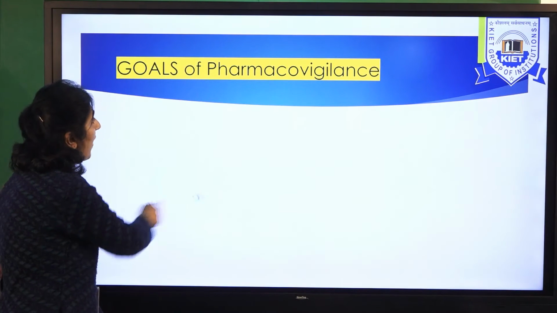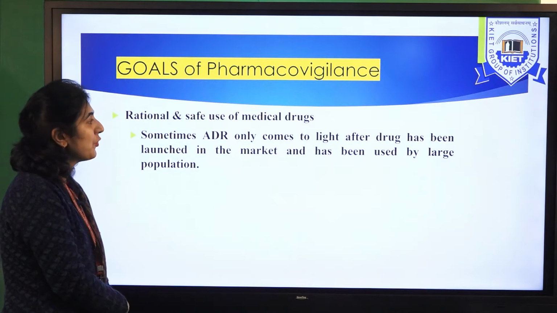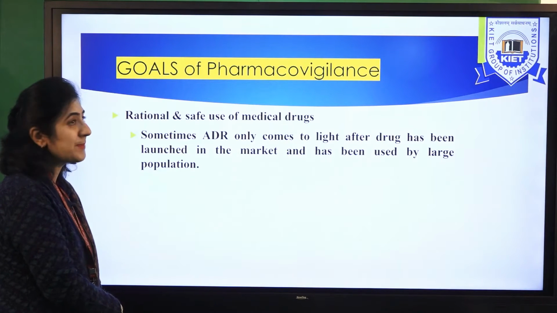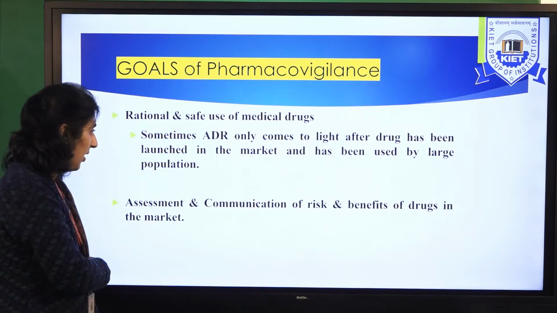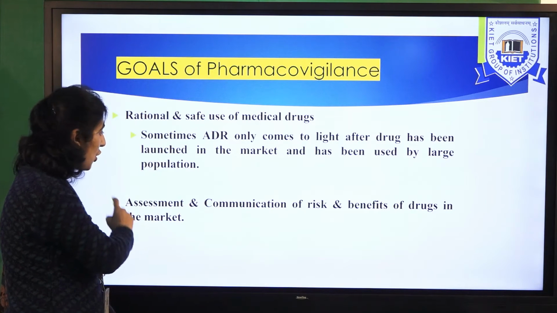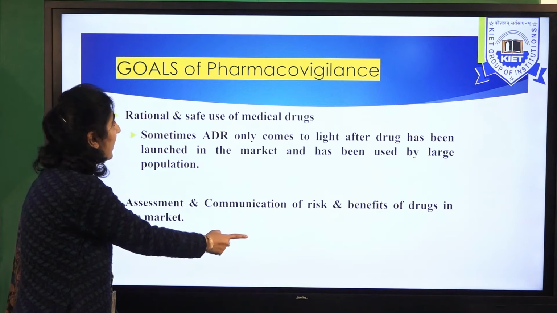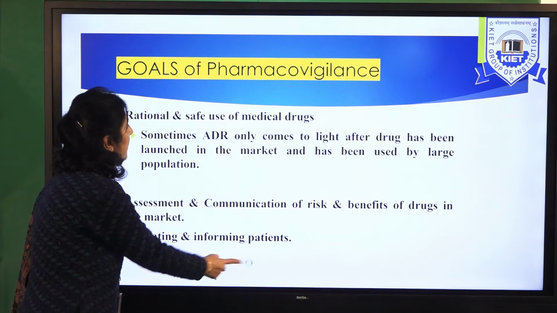Now, what is the goal of pharmacovigilance? The major goal is ensuring rational and safe use of medical drugs. Sometimes an ADR only comes to light after a drug has been launched in the market and has been used by a larger population. Basically, pharmacovigilance ensures assessment and communication of risk and benefits of drugs in the market, as well as educating and informing patients.